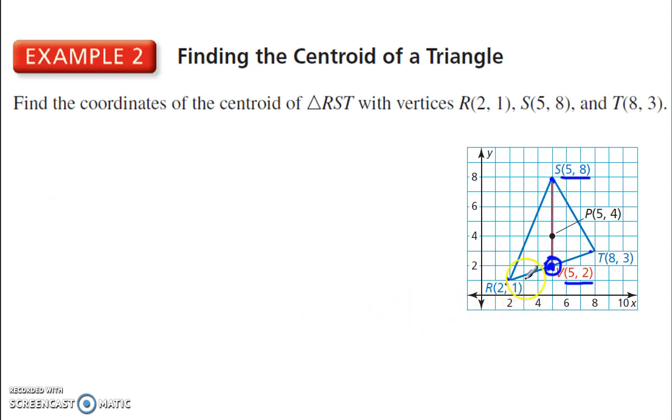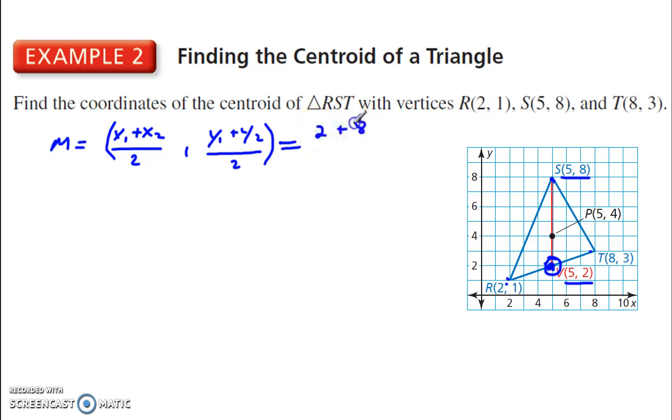Alright, so we'll find the midpoint of R and T. We'll use a midpoint formula for that, so that's 2 plus 8 divided by 2, and 1 plus 3 divided by 2. And that's how we come up with 5 and 2. So that's the midpoint between these two points.